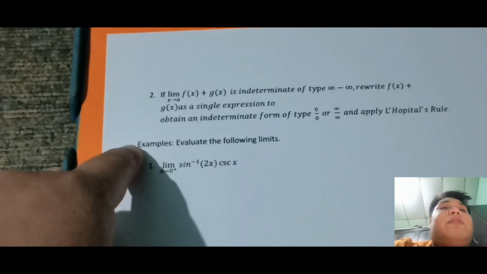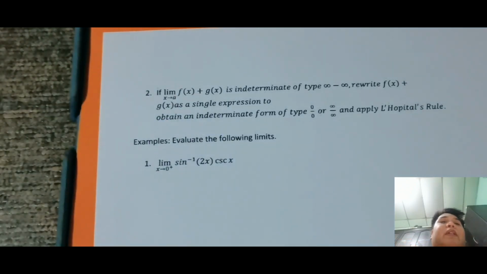So, ayun. So, number 2, we have if limit of f of x plus g of x is indeterminate form of type infinity minus infinity, rewrite f of x plus g of x as a single expression to obtain an indeterminate form of type 0 over 0 or infinity over infinity and apply L'Hopital's rule. Hindi ko na-gets kung paano gagawin. Pero wala talaga siyang nakalagay dito guys. Hindi ko sure. Pero siguro may technique. So as we go along naman siguro guys, may makikita or madidiscover tayo kung paano siya gawin. So check na lang natin. Malay nyo naman may makita kung dapat gawin dyan guys ha.